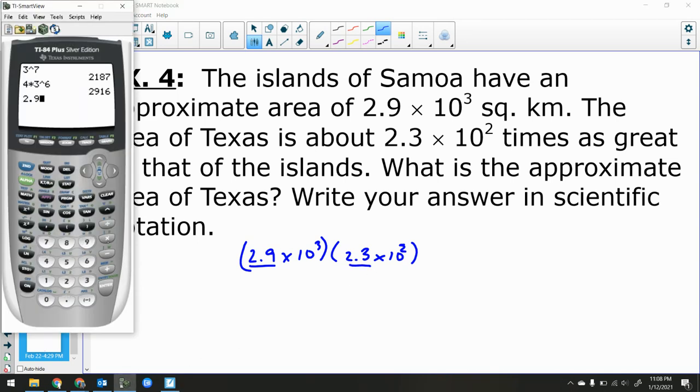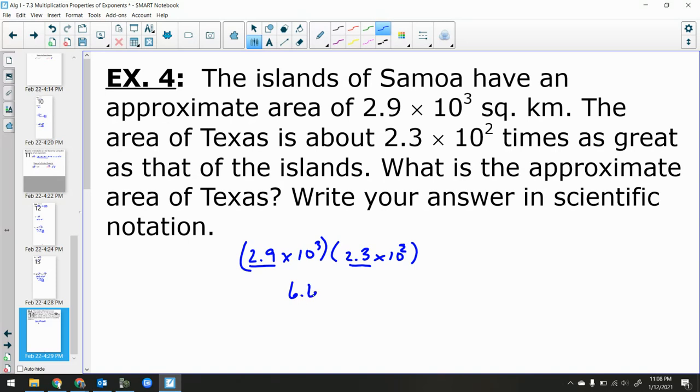2.9 multiplied by 2.3, and I get 6.67. And then I'm going to multiply the power of 10 together. Now look here. I've got the same base. So what do I do with my exponent? It's a 2, by the way. What do I do with my exponent? I add the exponents together. And there's my answer. 6.67 times 10 to the 5th power.